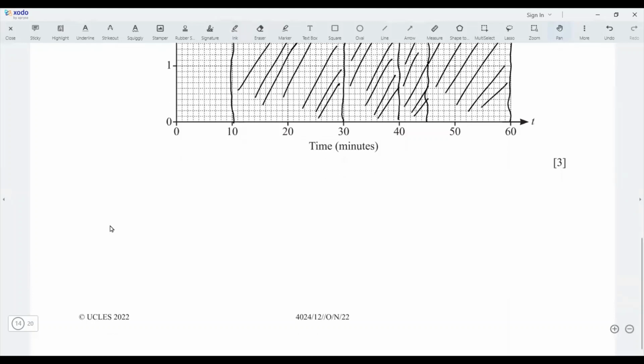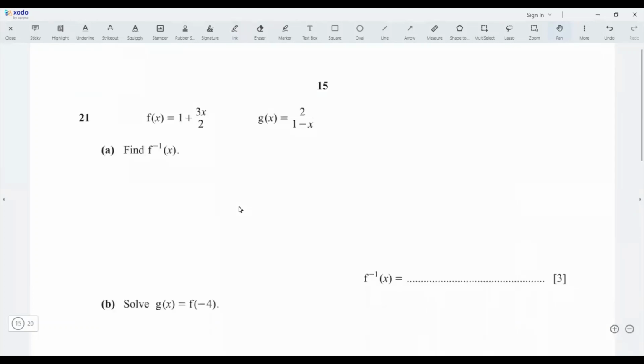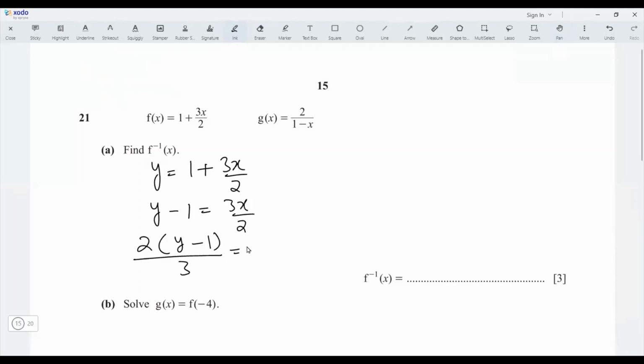So moving ahead to the next question. In the next question, it's basically a function question. We have to find the inverse of it. So how to find inverse? Replacing f of x with y equals 1 plus 3x whole divided by 2. Now making x the subject, bringing that 1 onto the other side, y minus 1 equals 3x by 2. So cross multiply, 2 times y minus 1 whole divided by 3 equals x. I made x the subject, so we can write f inverse of y equals 2 times y minus 1 overall divided by 3.